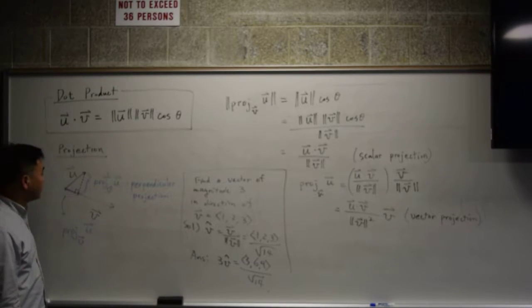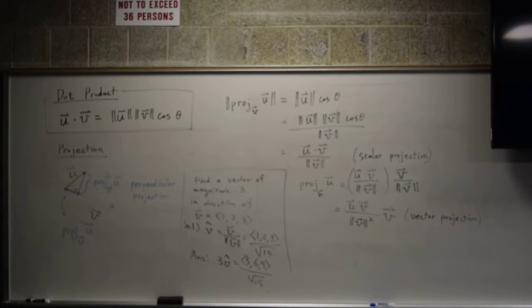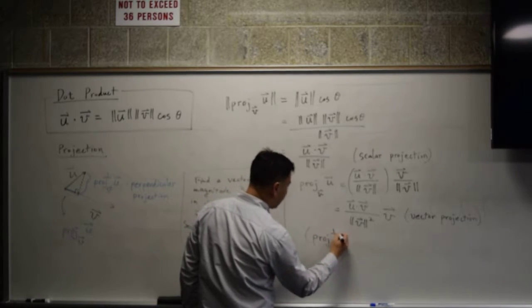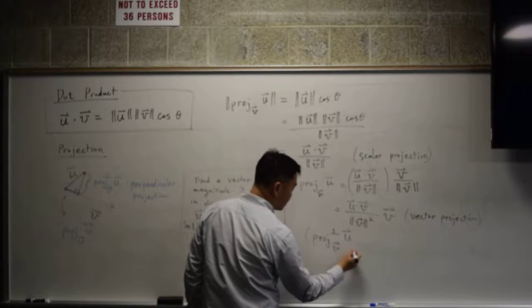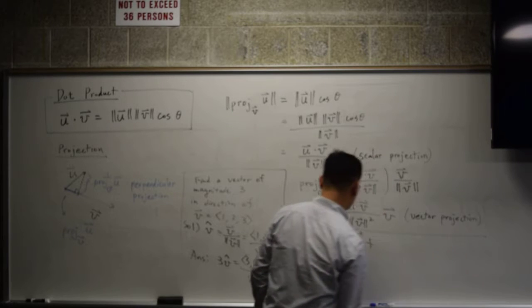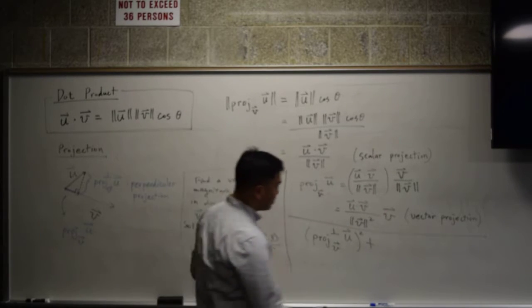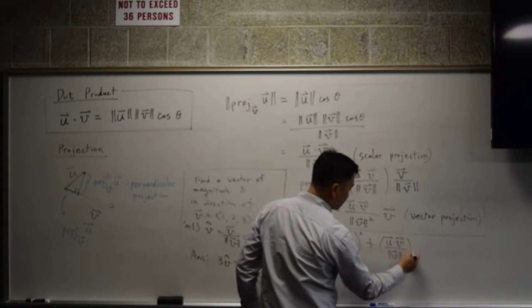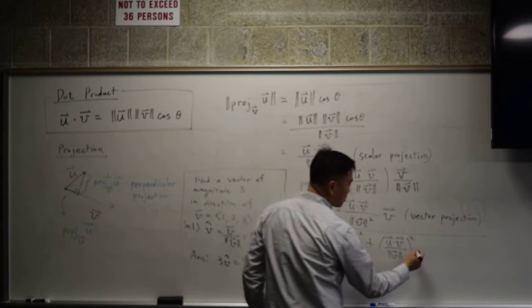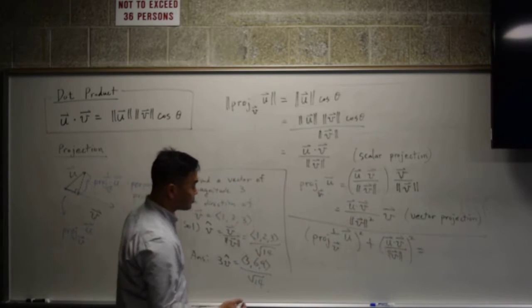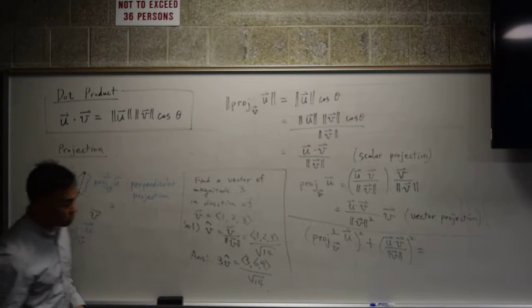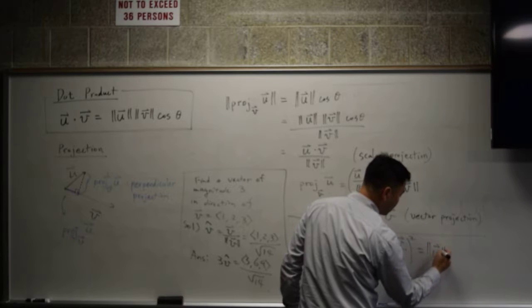Finally, for the perpendicular projection, we just use the Pythagorean theorem and that's it. So we're going to say projection perpendicular u onto v squared plus this length squared, which is u dot v squared, is equal to the hypotenuse, which is u, norm of u squared.